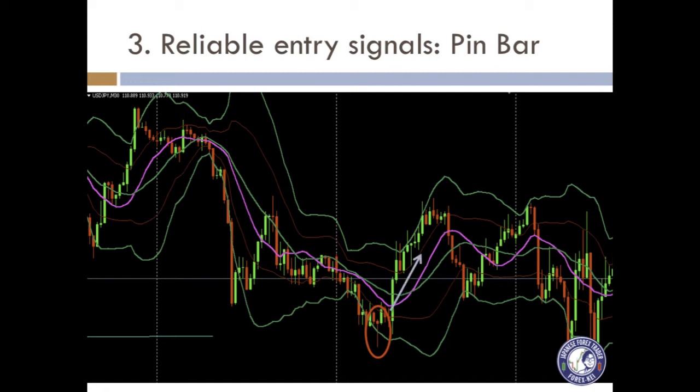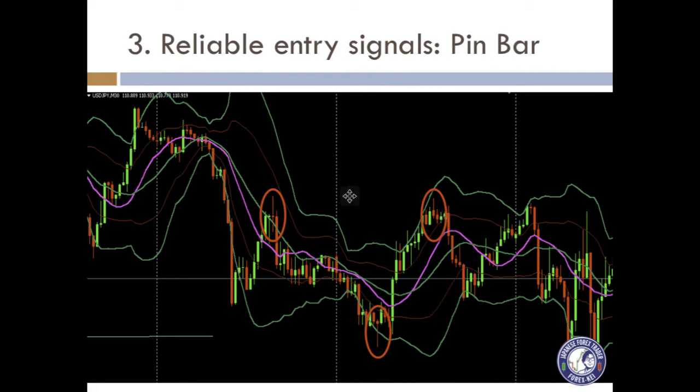Or if you see it at the top like this, well, this is not so reliable because it's got long wicks on both sides, so it's almost like a doji, but the price eventually went down. But a better example would be like this one, in which the candlestick has a smaller body and its wick pointing upwards. This is a more reliable signal that implies the price will go down from here.